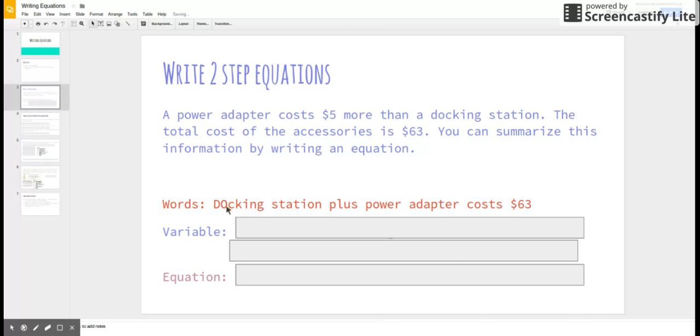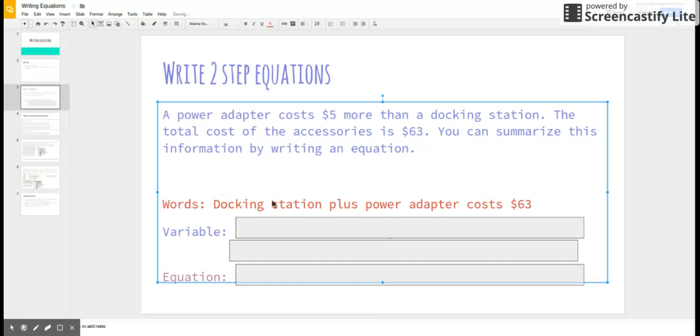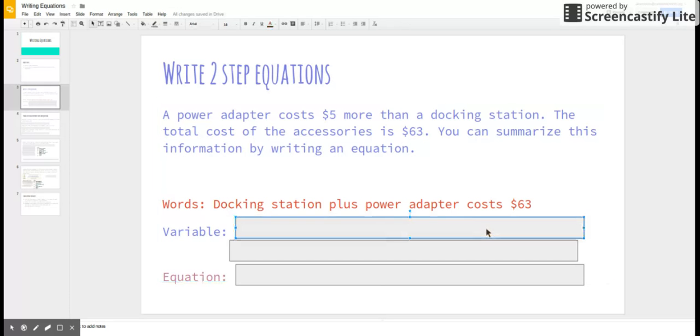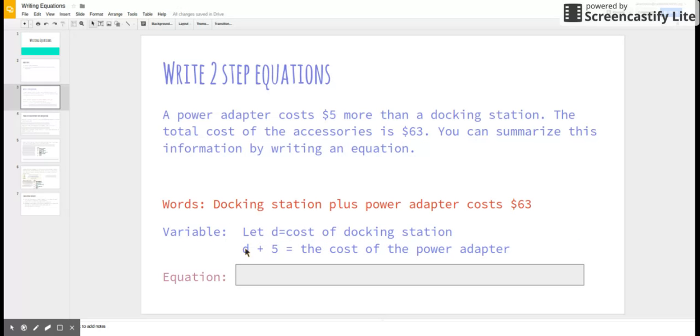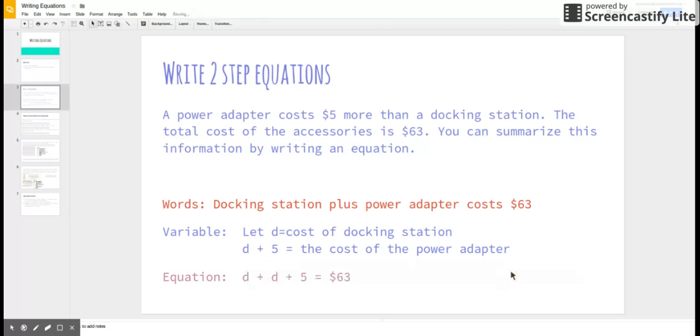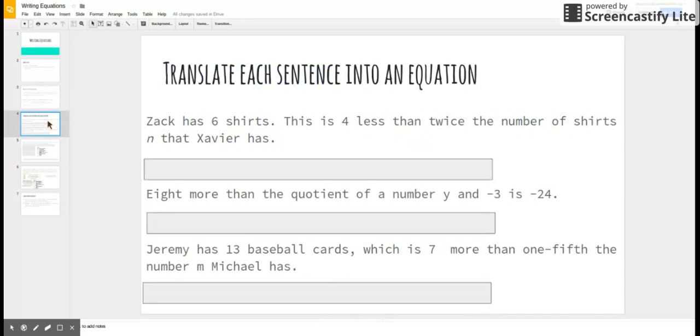So in words, you know that the docking station plus the power adapter costs $63. I already said that, let's make our unknown the docking station, right? So D is going to equal the cost of the docking station. And then the power adapter is $5 more than D, so D plus 5. So our equation to come up with the total of these two to equal $63 is D plus D plus 5 equals 63. So D comes from the docking station, and this part right here comes from the cost of the power adapter to get your total of $63.